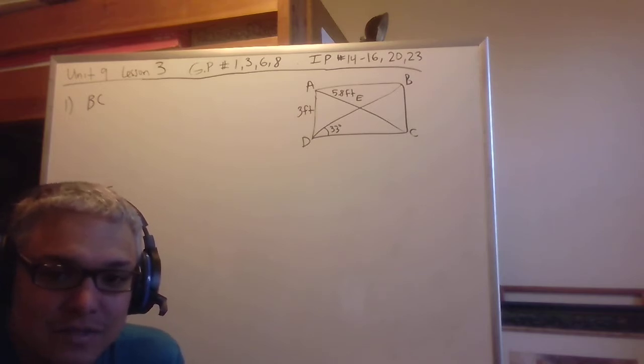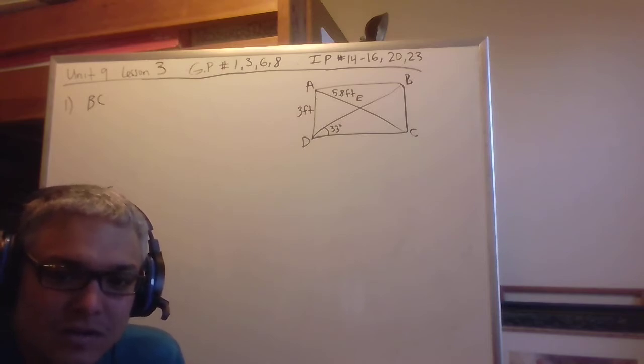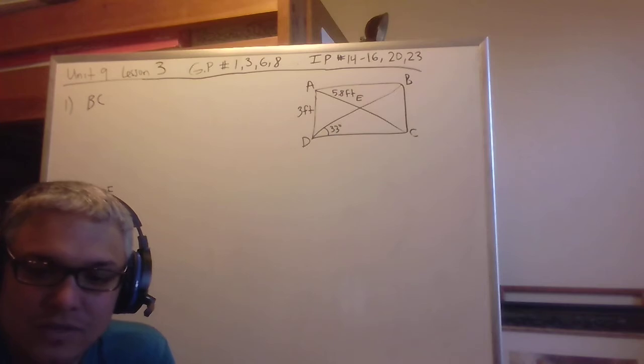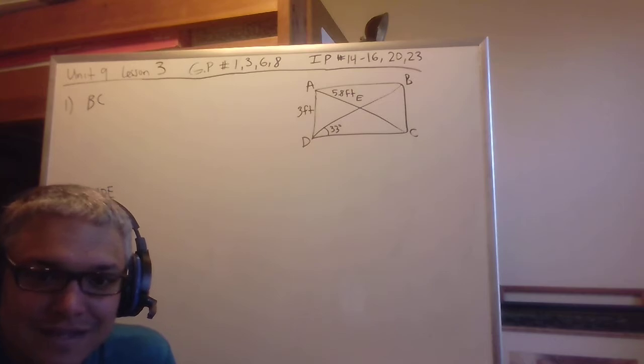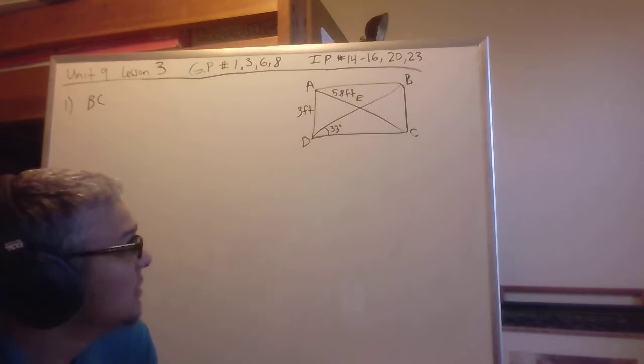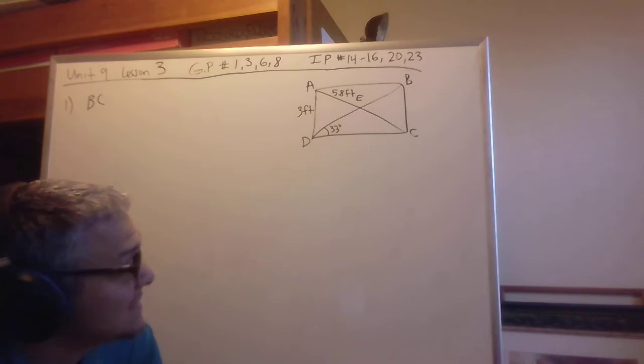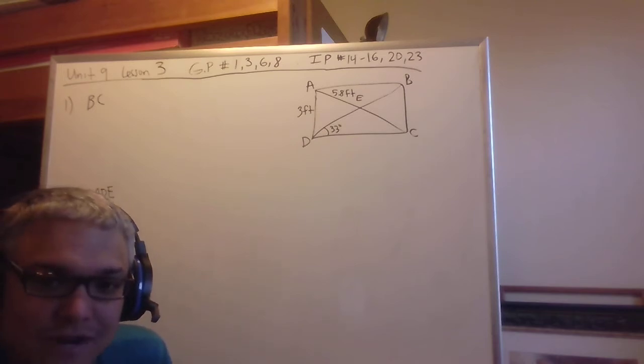This subject is about another quadrilateral that we're going to be investigating, which is rectangles. So I'm going to begin. I'm going to do the guided practice number 1, 3, 6, and 8. And then I'm going to do independent practice number 14, 15, and 16, 20, and 23.